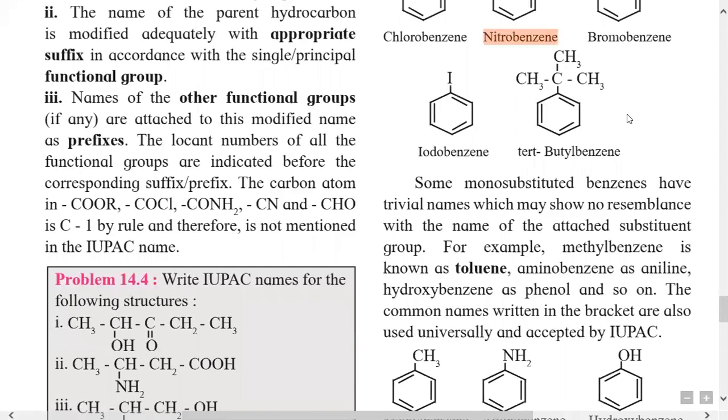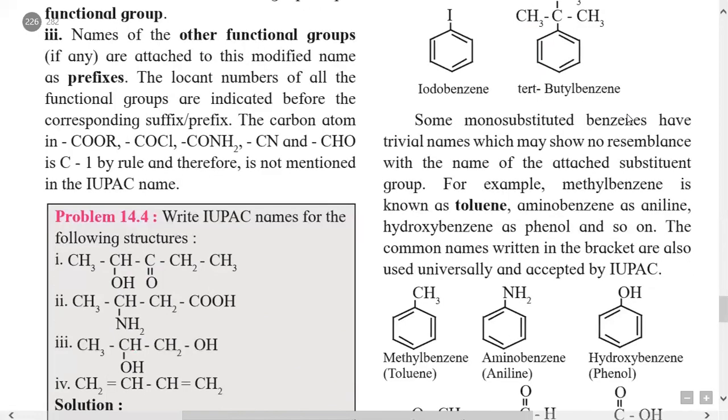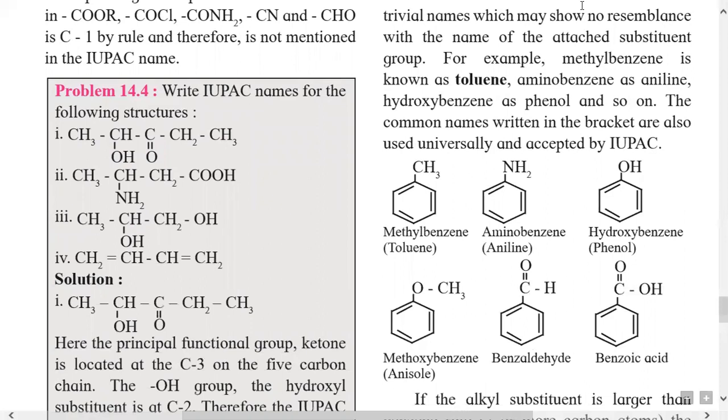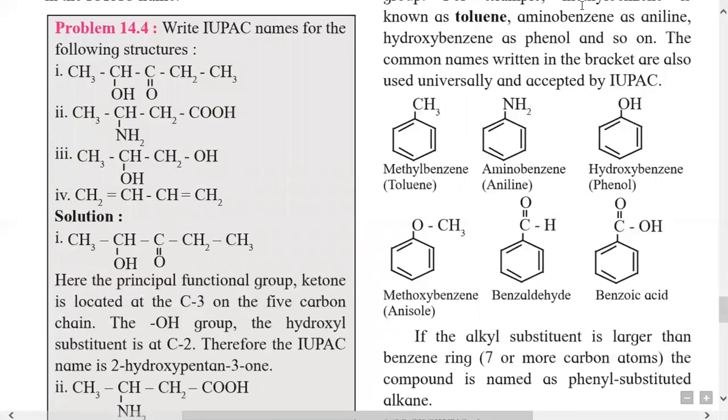Iodine group present in the benzene is called iodobenzene. Then if a tertiary butyl group is present in the benzene, then it is named tertiary butyl benzene. So these are the names of the monosubstituted benzene. They are given as a prefix in the name, but there are some examples in which the trivial names, meaning common names, are given to monosubstituted benzene and they are universally accepted in IUPAC nomenclature.